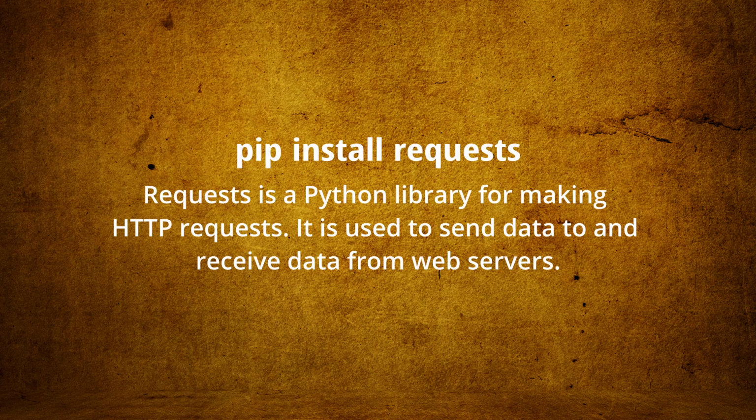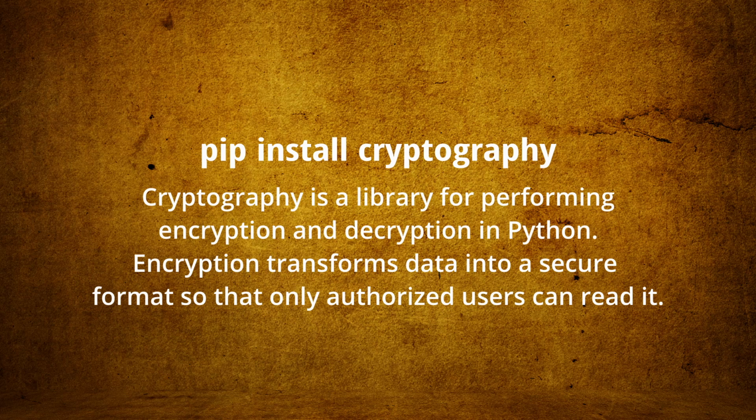Another library that we are going to be using is cryptography, which is a library for performing encryption. And because we are going to be generating some JWT tokens, cryptography is going to be able to help us to handle that. For cryptography, we can use it to encrypt sensitive data to protect it from unauthorized access.